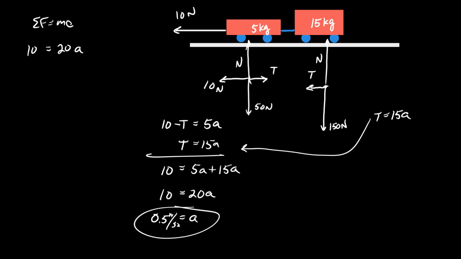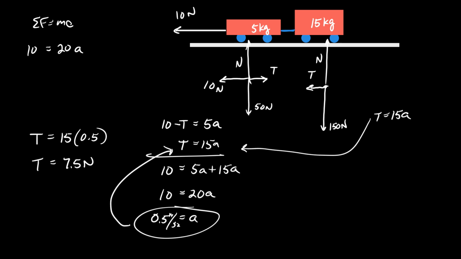But this part does. If I want to know what the tension is, well, I could pick one of these to plug it in. I'm just going to do it once. I'm not going to check my work this time. But I get tension equals 15 times 0.5, which is 7.5 newtons. Now this part is important to me. If you're taking good notes, you want to add something that's important: the order matters.